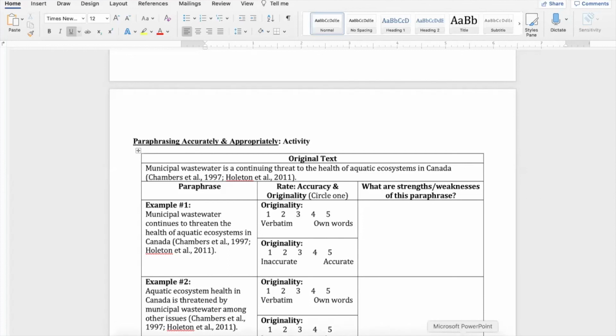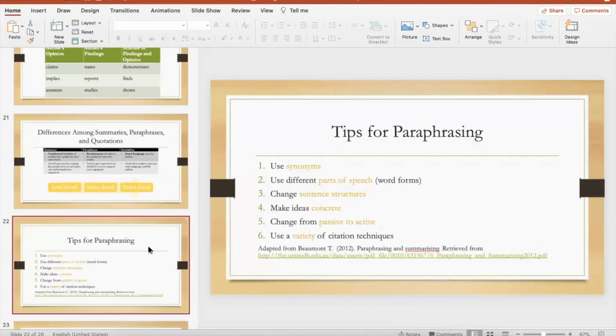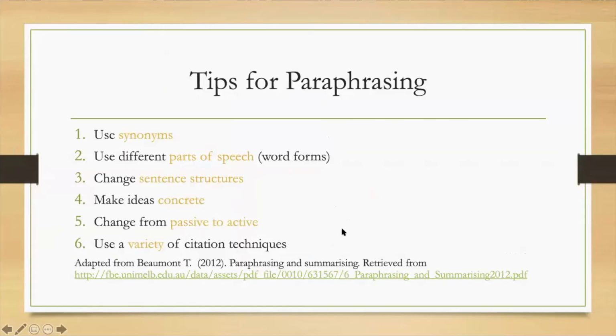So let me go back into my PowerPoint. So some tips for paraphrasing. Synonyms are always good. Use different parts of speech, change the sentence structure, make ideas concrete if they're too abstract, change from the passive voice to an active voice, and use a variety of citation techniques, which I just showed you with the different APA citations. So different ways that you can think about paraphrasing.